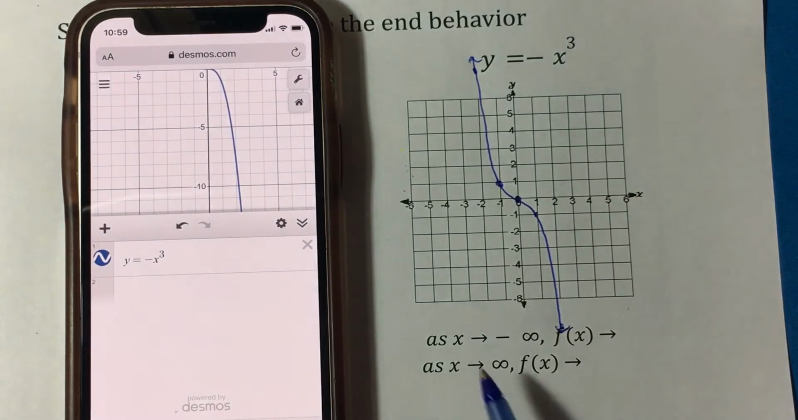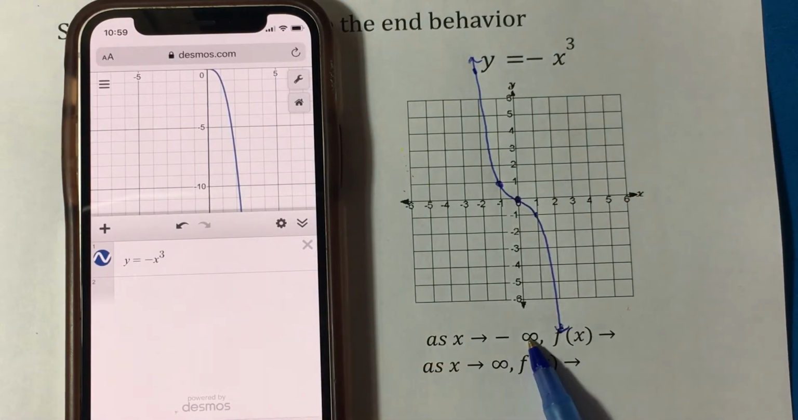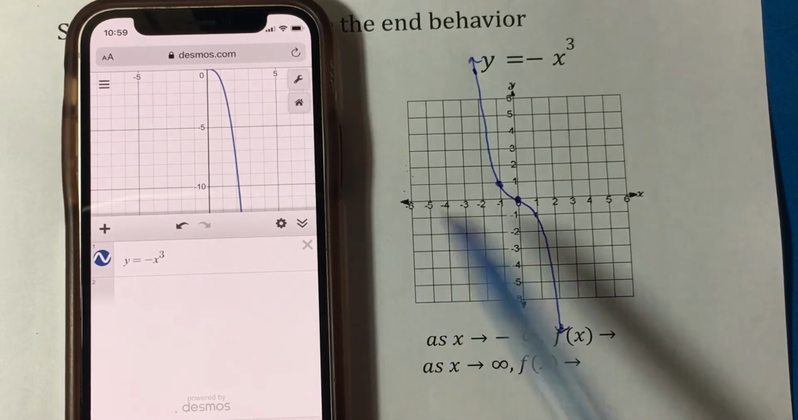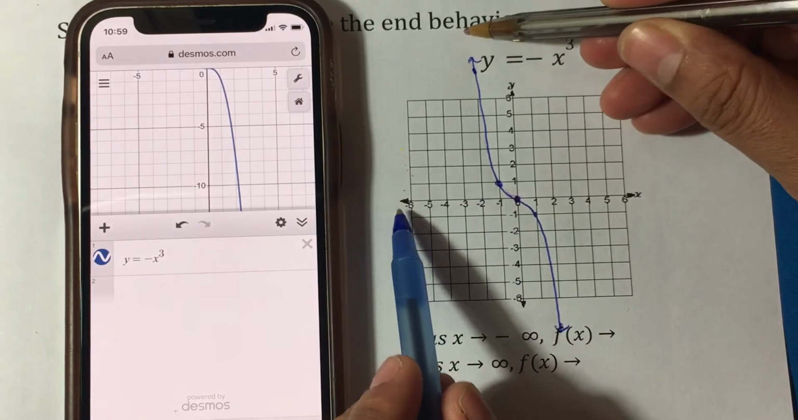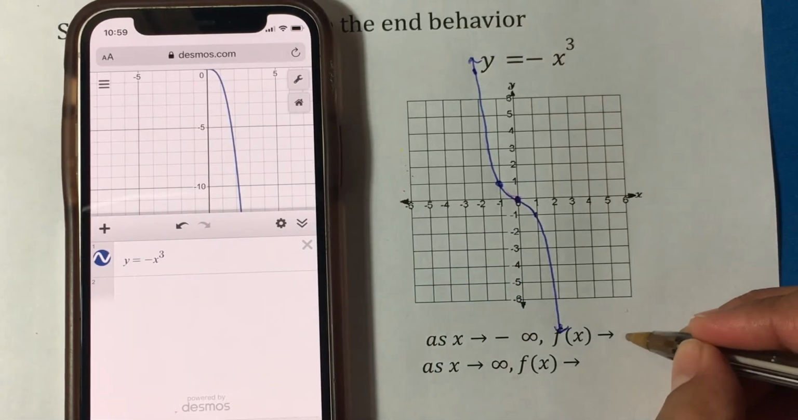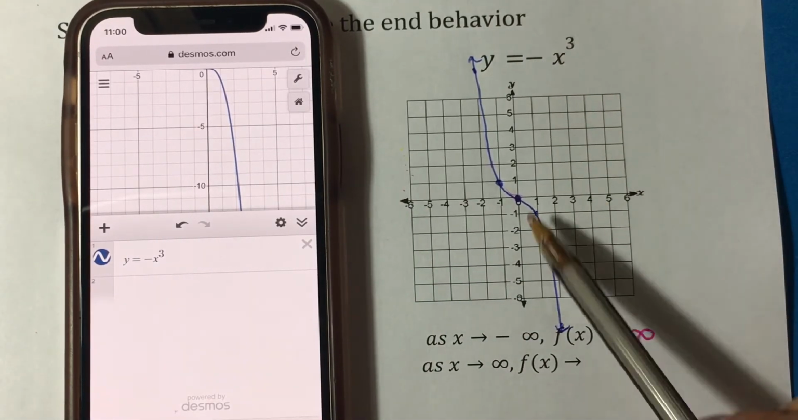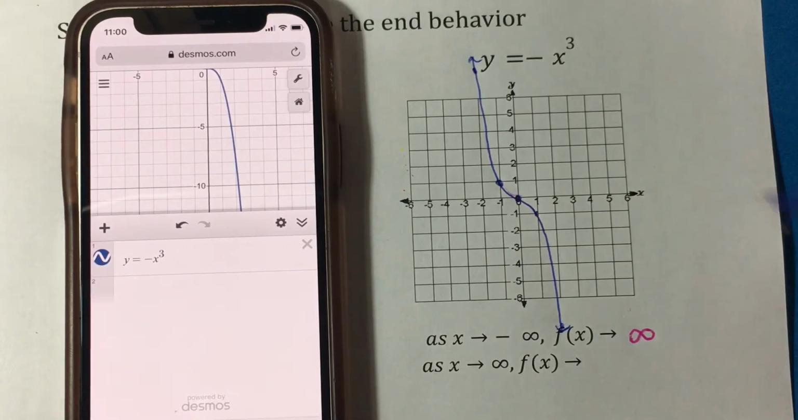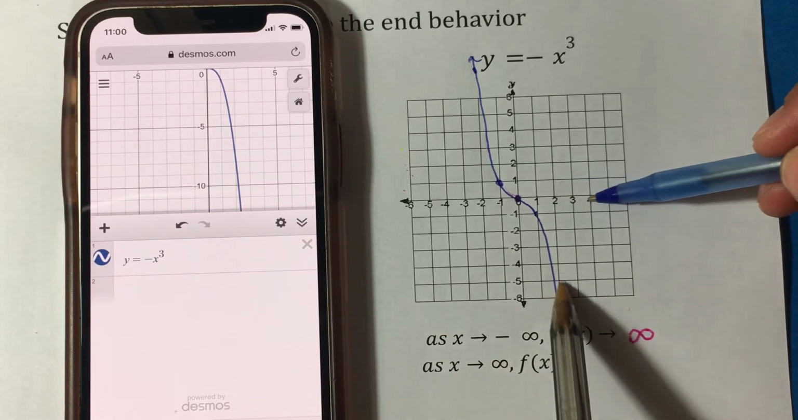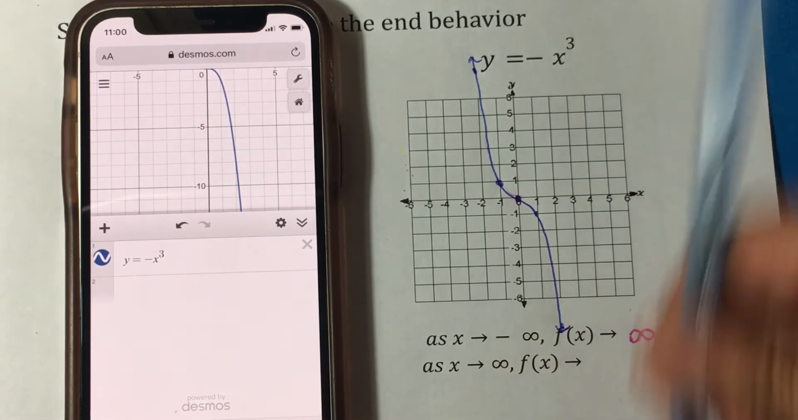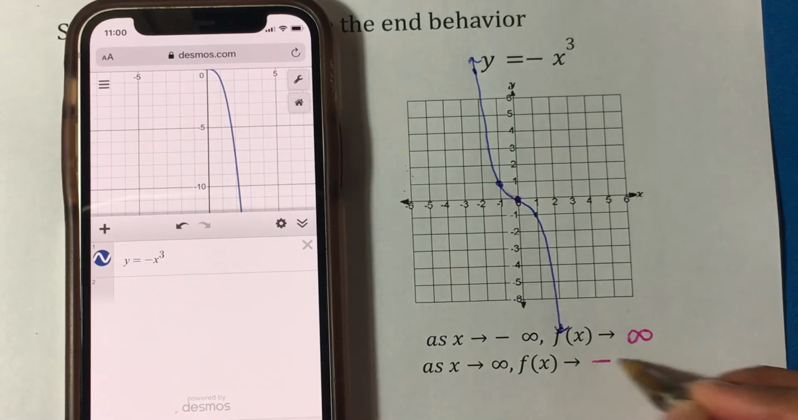And so what's happening? As x approaches negative infinity, so going in this direction, what's happening to my graph? Diverging towards positive infinity. And as x approaches positive infinity, what's happening to my graph? Oh, it's diverging towards negative infinity.